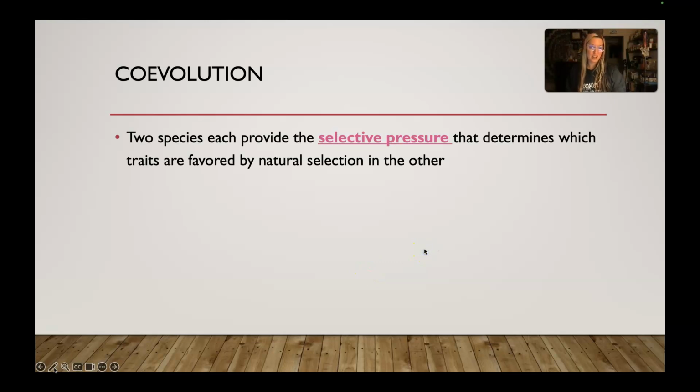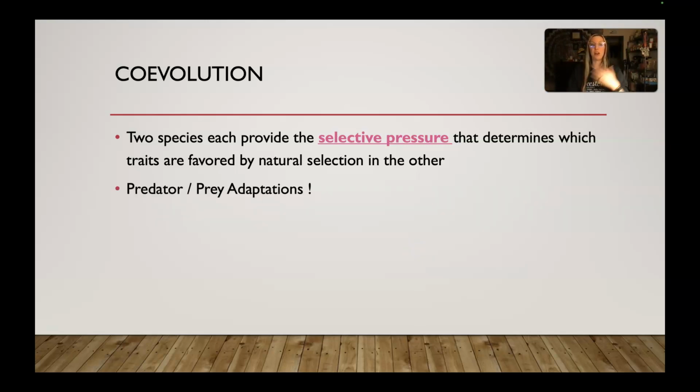So the definition that your book provides is that two species each provide the selective pressure that determines which traits are then favored by natural selection in the other. So make sure that this definition makes sense to you. Maybe pause the video, digest what you think this means, maybe read the section in the book again real quick. So really just try and make sure that it's fully there in your mind.